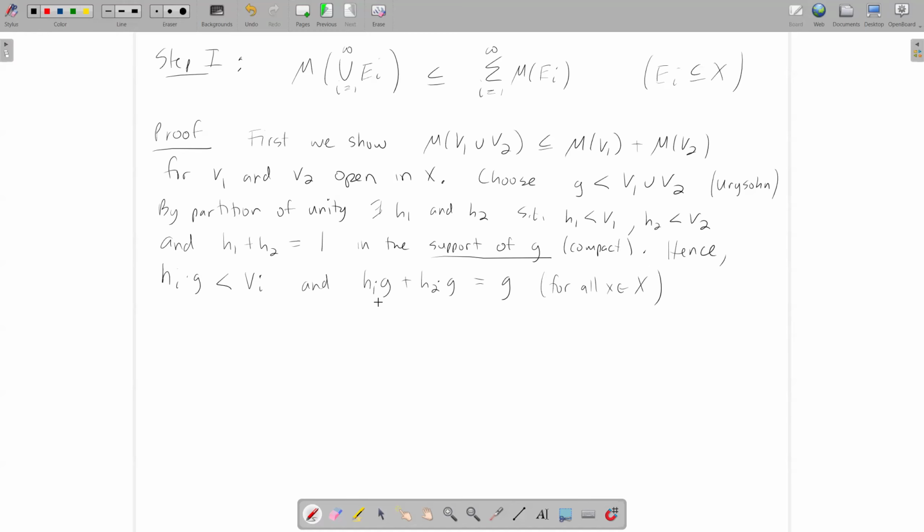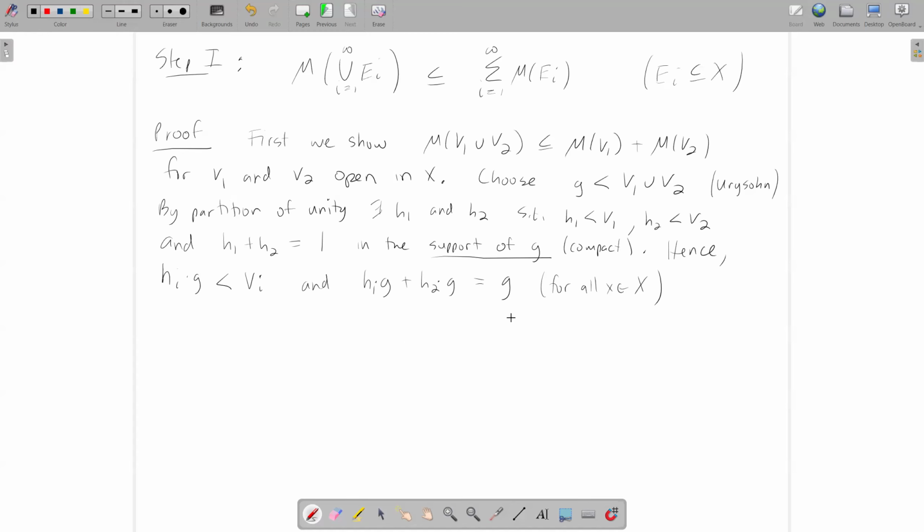Why is that true for all x in X? So I know this equation is true in the support of g, which is where g is not equal to 0, right? It's actually larger than that, but all the points where g is not equal to 0, this is true. So we have this. If x is not in the support of g, then g of x is equal to 0, and I get this also. Okay, so even though I don't have this equation for all x, I do have this equation for all x, which is pretty cool, I think.